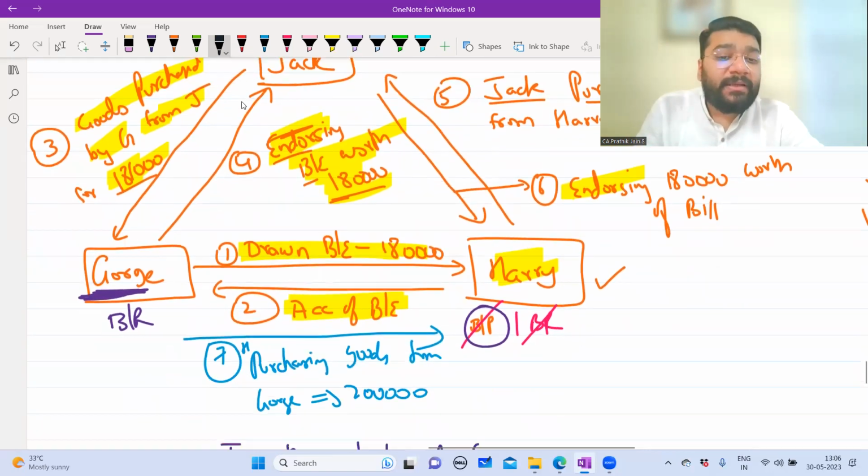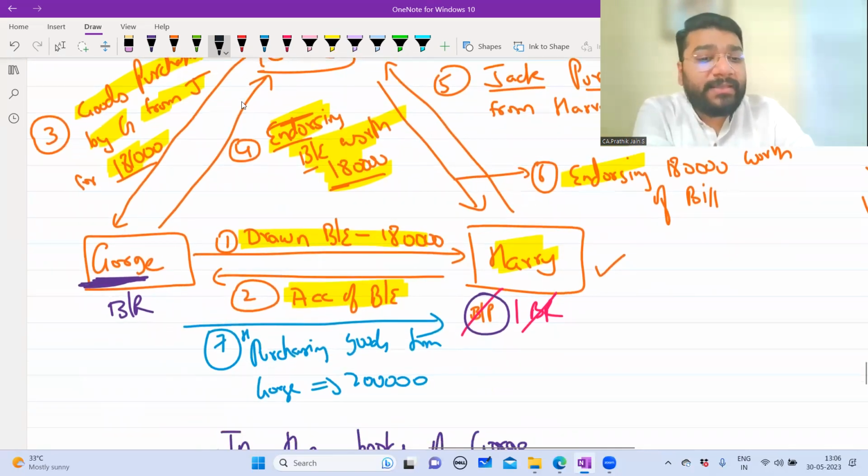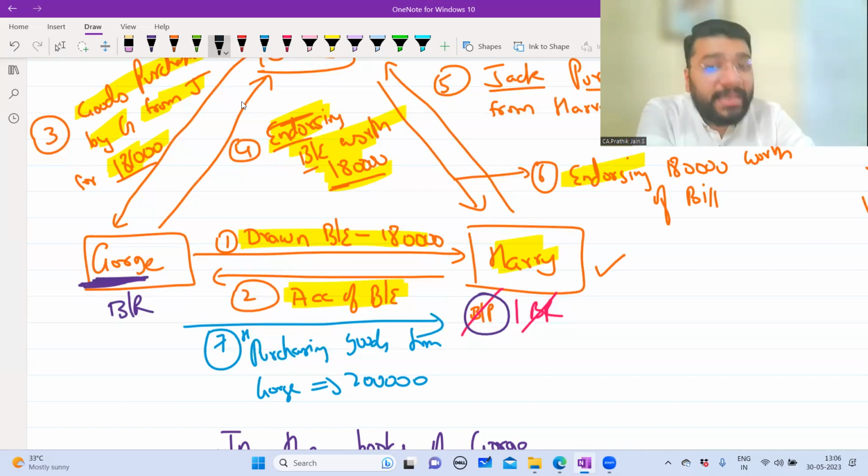Seventh transaction, purchasing goods from Gorgi, 2 lakh rupees. Who's purchasing? Harry is purchasing goods from Gorgi. So Gorgi is selling or buying? Gorgi is selling goods to Harry, which means Harry is buying goods from Gorgi. We are recording in whose books? Gorgi's books. So sale or purchase? Sales. It's a Gorgi sale.